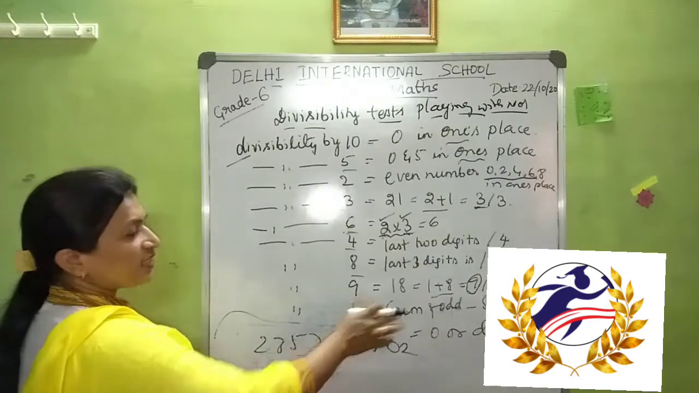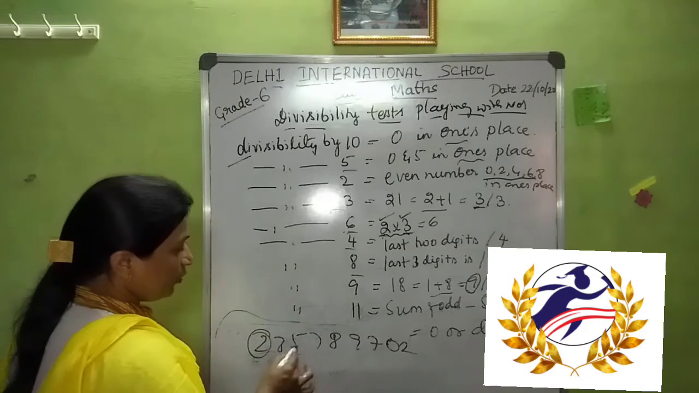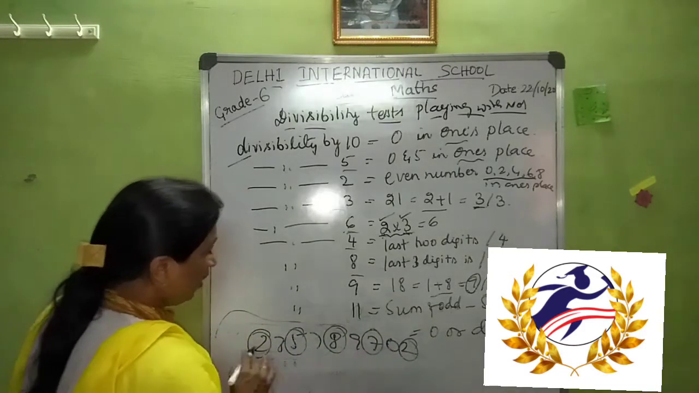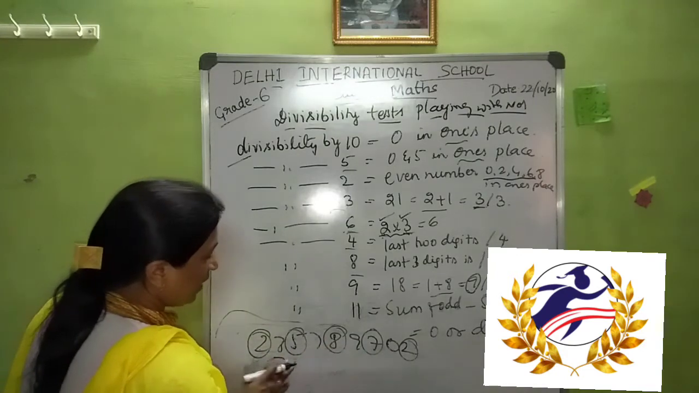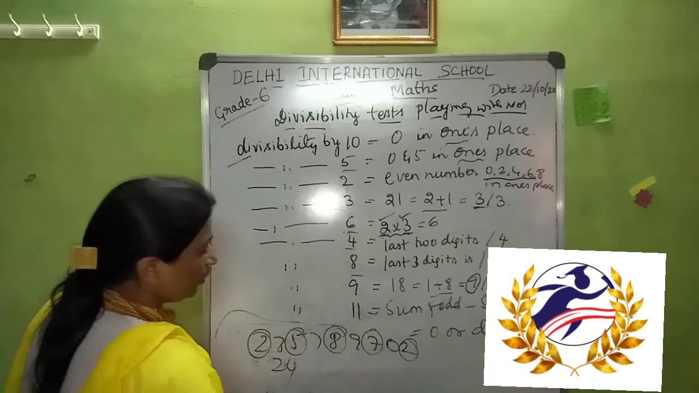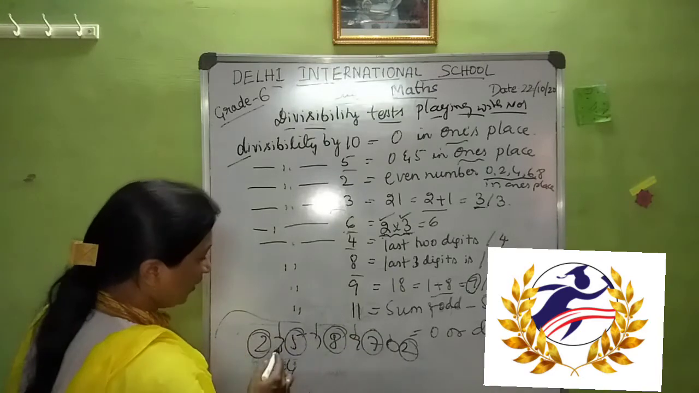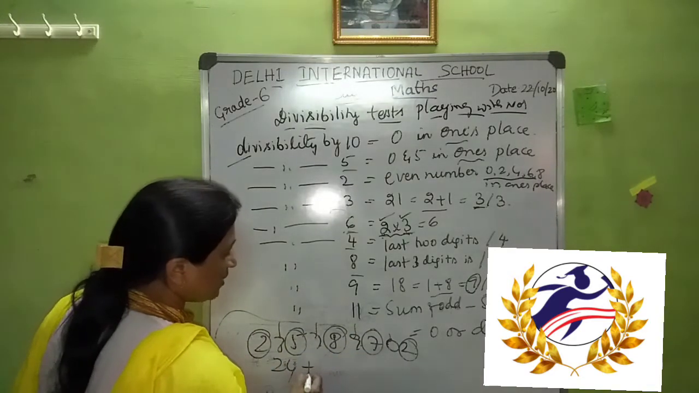You have to take the sum of the digits at odd places: first place, third place, fifth place, seventh place, ninth place. 2 plus 5 is 7, 7 plus 8 is 15, 15 plus 7 is 22, 22 plus 2 is 24. Then we need to take the sum of all the even places. 3 plus 7 is 10, 10 plus 9 is 19, plus 0 is 19.